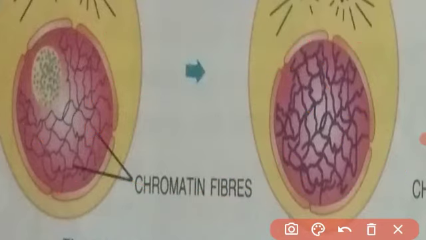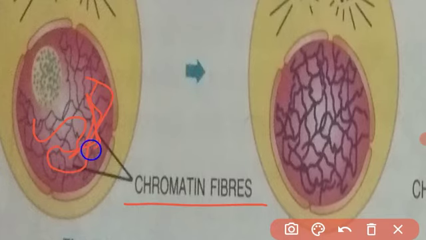This protein which is present in the nucleus is called histone. Later again I will explain in detail what is histone, what is DNA. But let us keep in your mind, chromatin fiber means what? The thread-like structure which is present in the nucleus. And this thread means what? DNA and histone. 40% DNA and 60% histone.